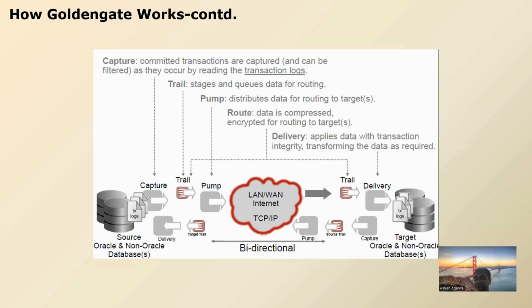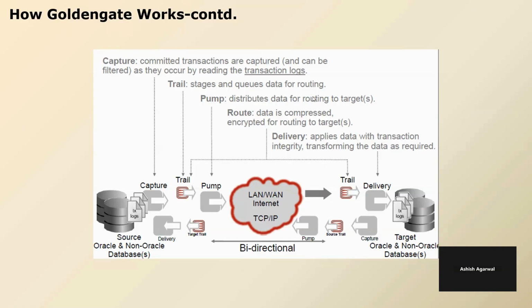It means that the pump process can run even if your extract or replicate is down. Extract can run even if pump or replicate is down. The replicate can run even if pump and extract are down as well. So they can still run without any concern because all these processes are independent of each other. Whatever process you see over here, they are independent of each other.